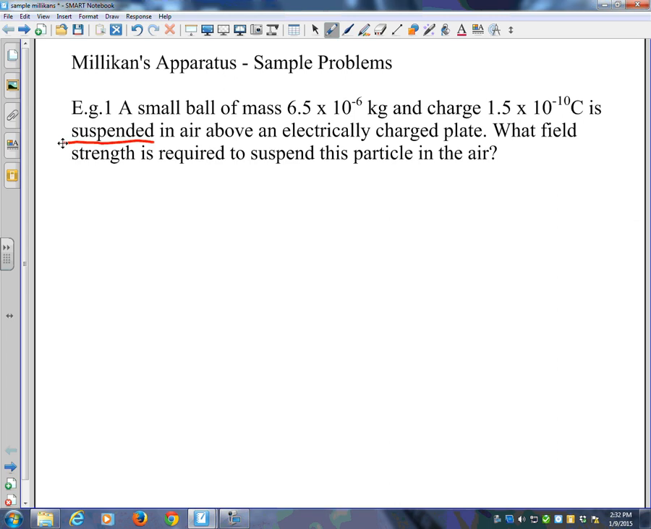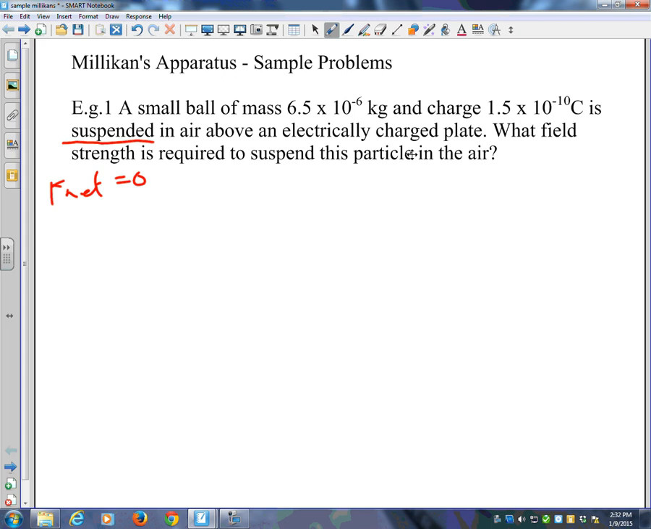Now, for today, all of these objects are going to be suspended. When we get to the next set, you're going to find that they're not going to be suspended. There's going to be a net force. So when I say suspended, what I really mean is that the net force is zero. They're balanced, correct? Above an electrically charged plate. What field strength is required to suspend this particle in air?